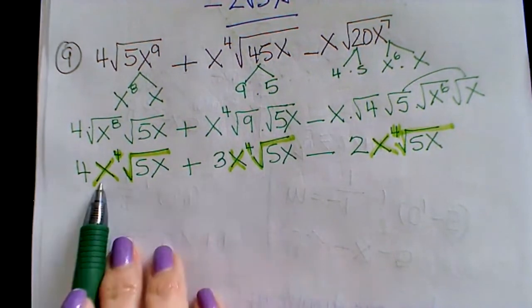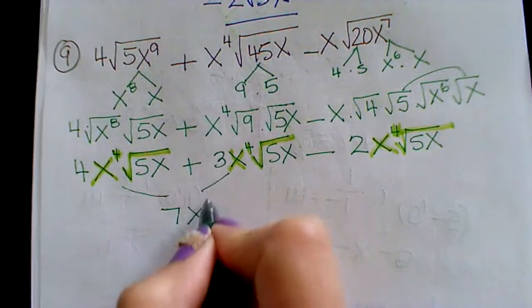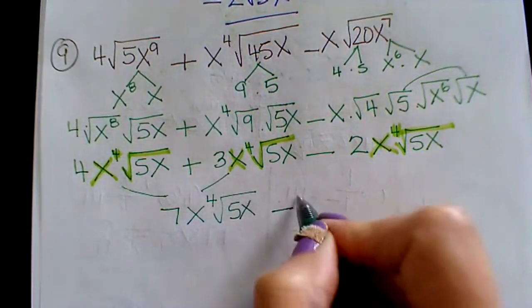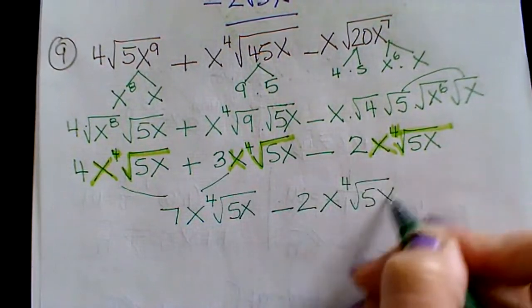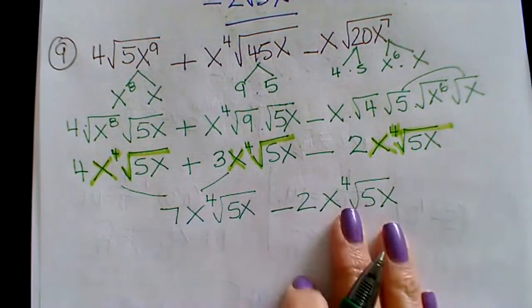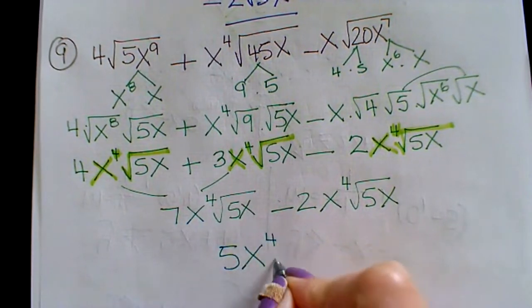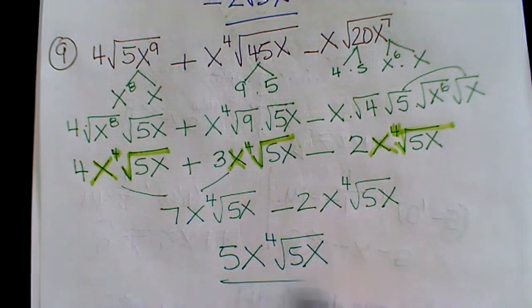Let's add those two. That's going to be 7x to the 4th power times 5x minus 2x to the 4th power times 5x. 7 minus 2 is 5x to the, and here's our answer.